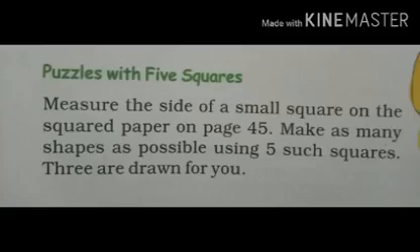You have to make different shapes using 5 squares. If you use only 5 squares, the area of each shape will be 5 square centimeter, but its perimeter will be different. Some examples are given here. You can make many different shapes, but you need to use only 5 squares, not more than that.